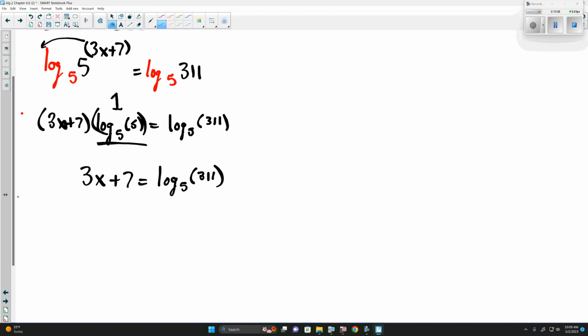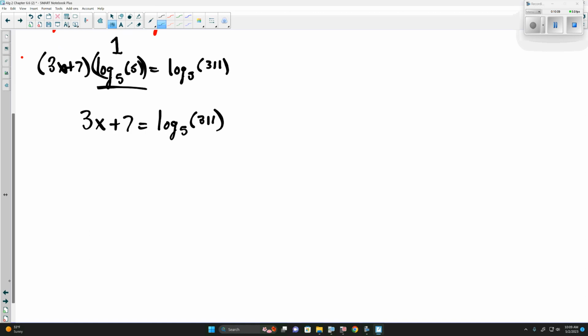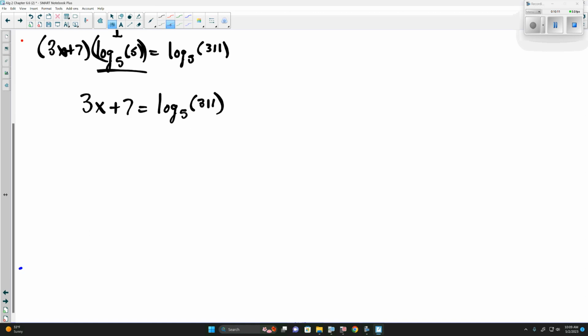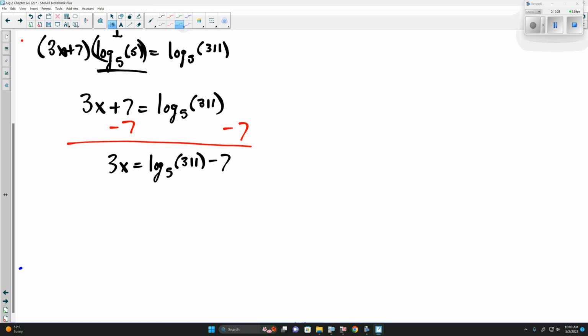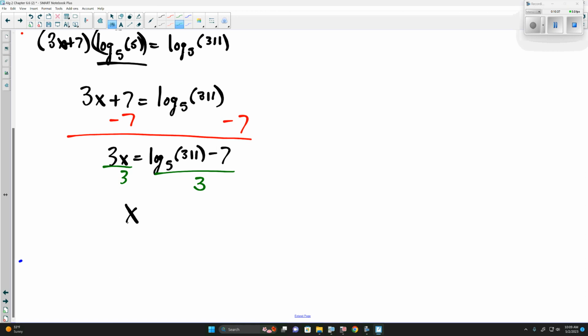Questions on this here, how we got to this point? Now we just need to solve for x. So the first thing we can do in solving for x is subtract 7 from both sides, yes? Which will tell us that we have 3x is equal to log base 5 of 311 minus 7. And then we would divide both sides by 3, which will tell us x is equal to (log base 5 of 311 minus 7) divided by 3.